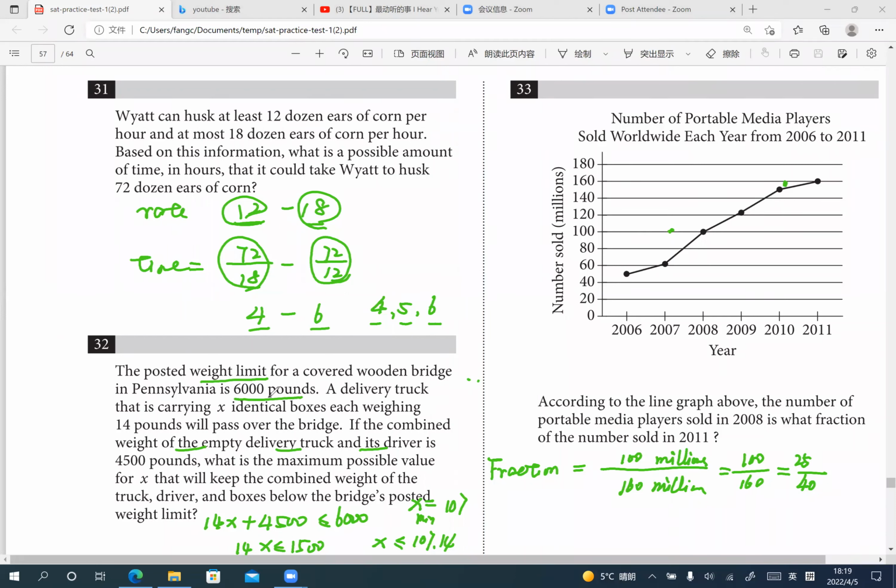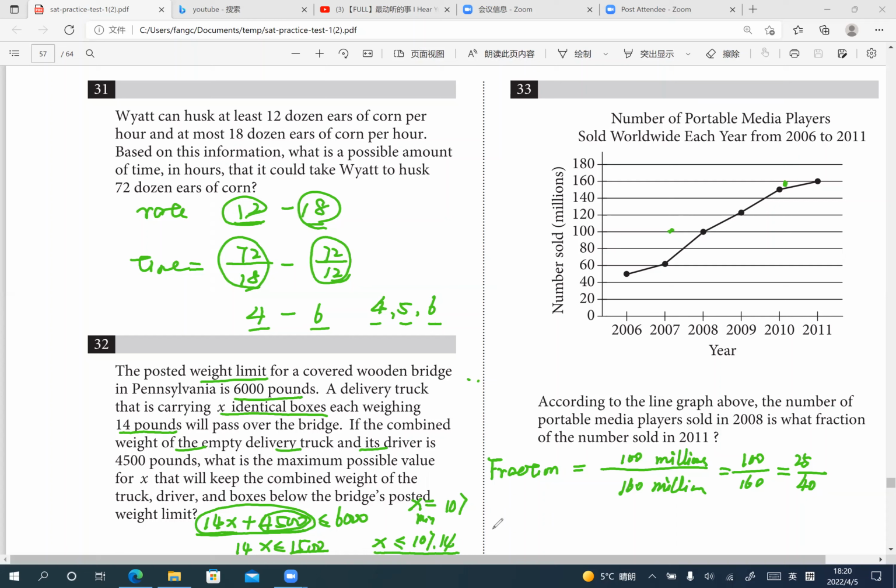And this delivery truck carries x identical boxes, each 14 pounds. So the boxes should weigh 14x pounds, plus the empty truck and its driver, which is 4,500. And the sum of them should be less than or equal to the weight limit, which is 6,000. Then we solve this inequality. We get 14x is less than or equal to 1,500. So x is less than or equal to 107.14.